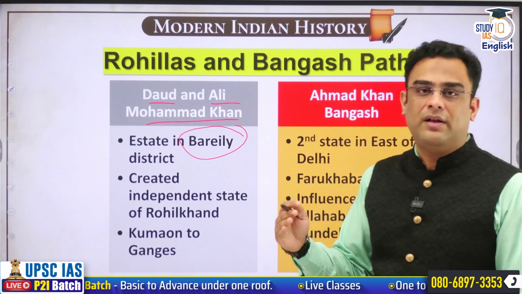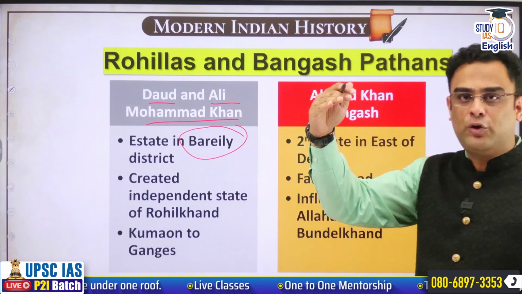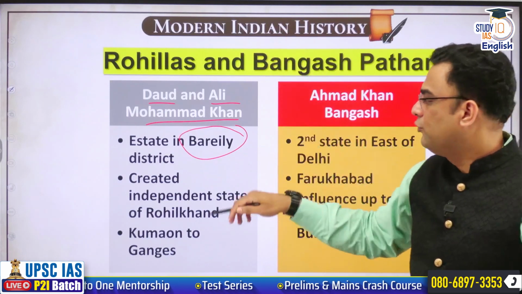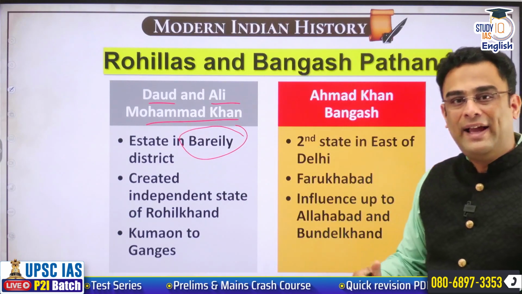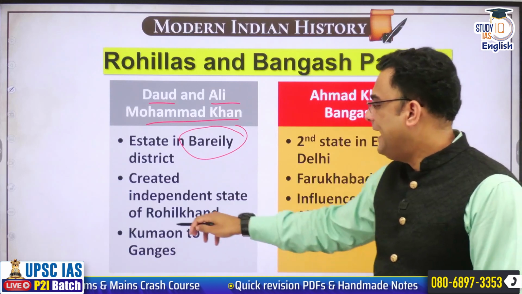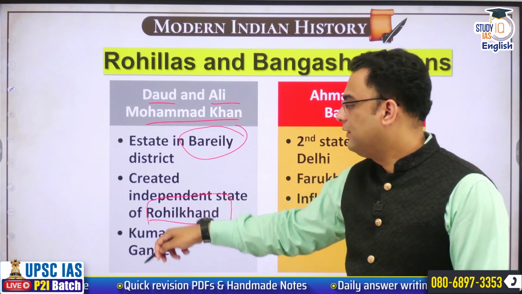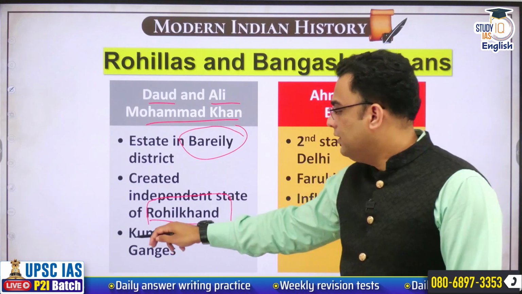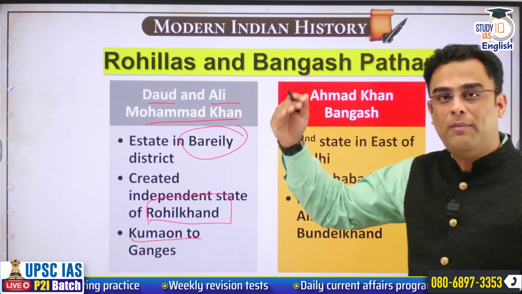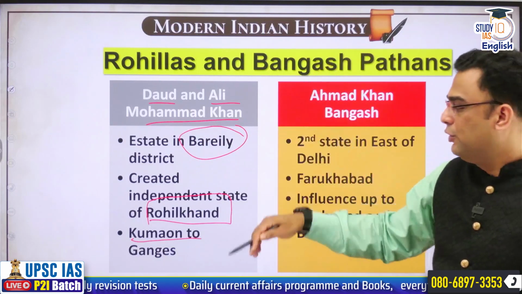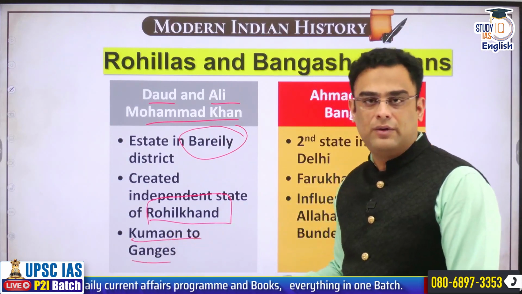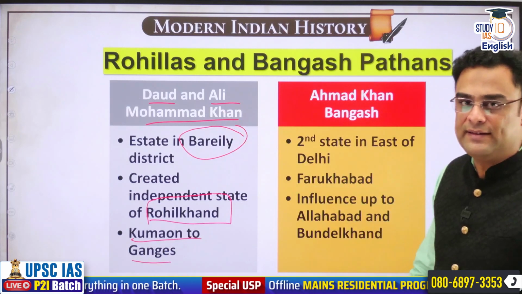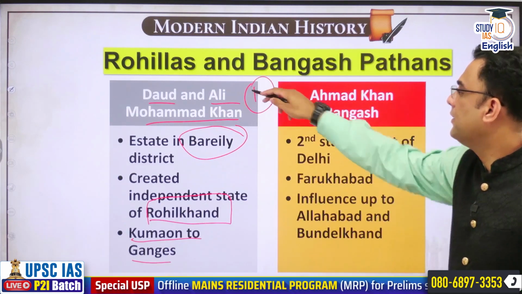Okay, Bareilly, that area is closer to the northern border of Uttar Pradesh with Uttarakhand. So from there, they were able to expand their control and created a separate small state of Rohilkhand. This extends from the Kumaon Mountains, the lower Himalayas, to the river Ganga. So in that part, as I showed you in the map, that is where Rohilkhand existed. This is the first state, Rohilkhand.